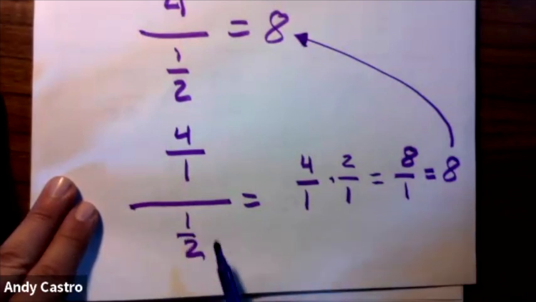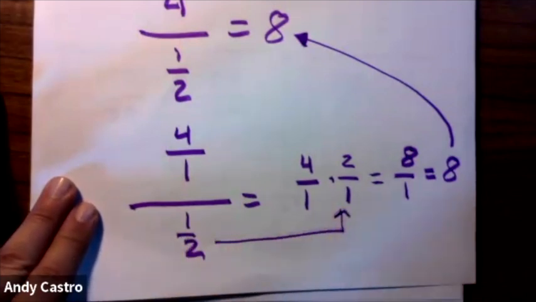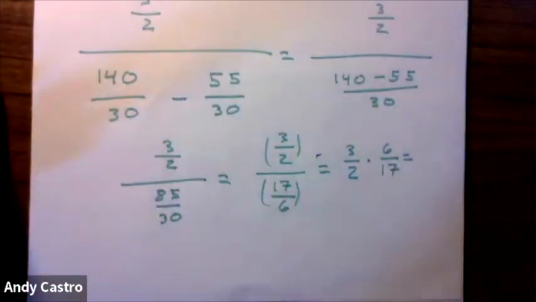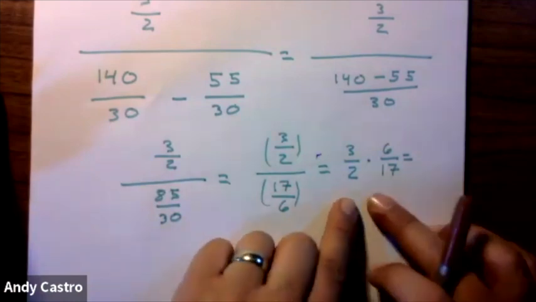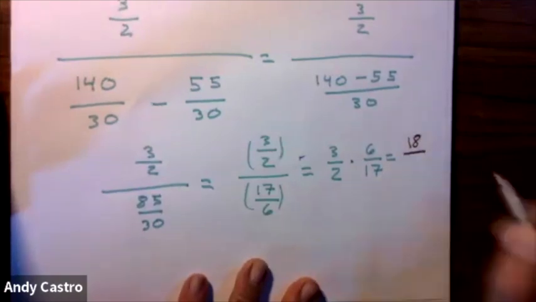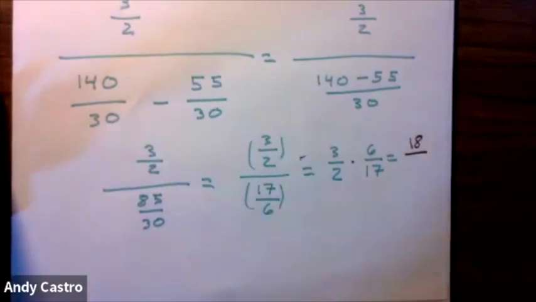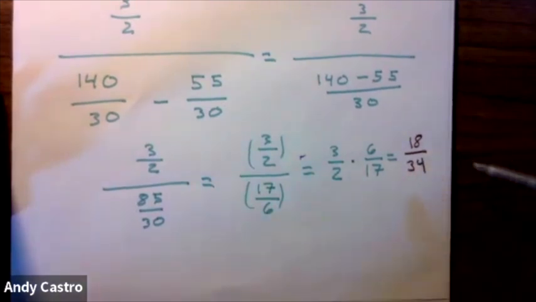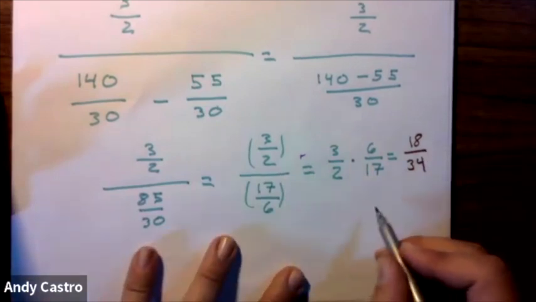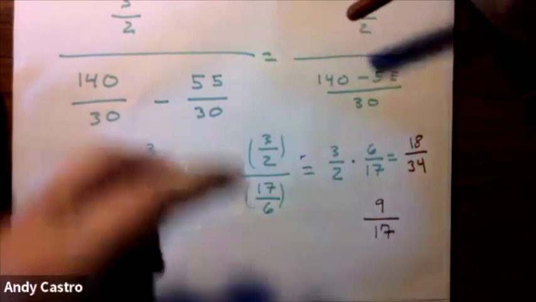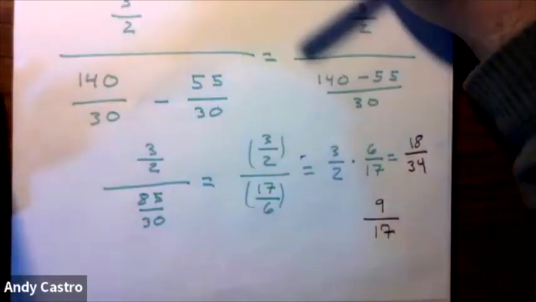Inverse means that you flip the fraction. So 17 over 6 becomes 6 over 17. So now we have two fractions that we can multiply. We can multiply across the top. 3 times 6, that's 18. And then we can multiply across the bottom. 2 times 17, that's 34. Both of those are even, so I already know that I can divide both of those by 2. 18 divided by 2 is 9, and 34 divided by 2 is 17. So the final answer here is 9 over 17.